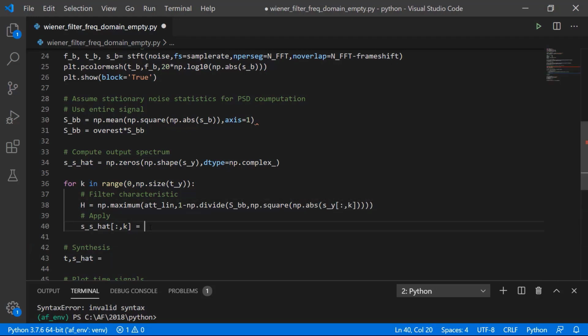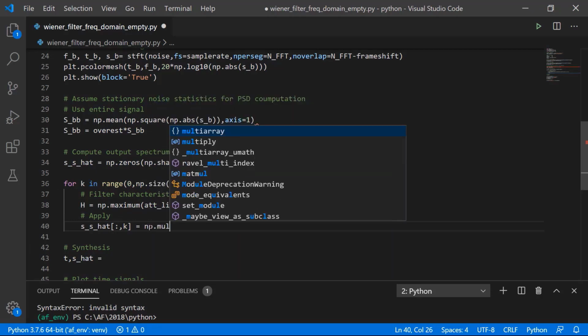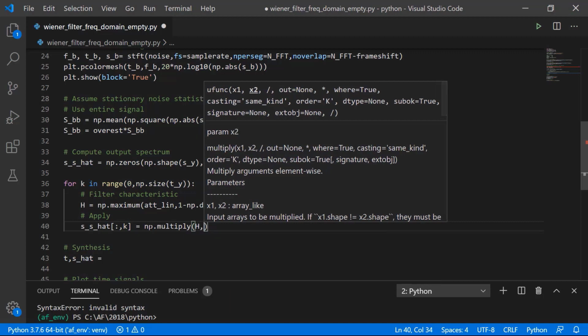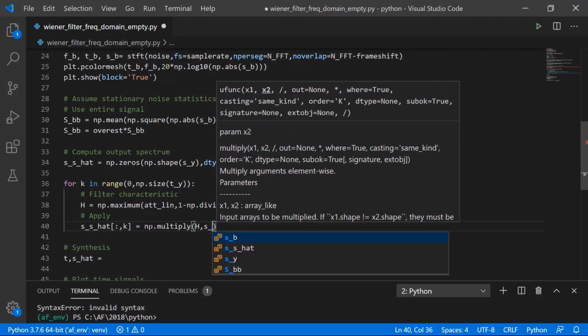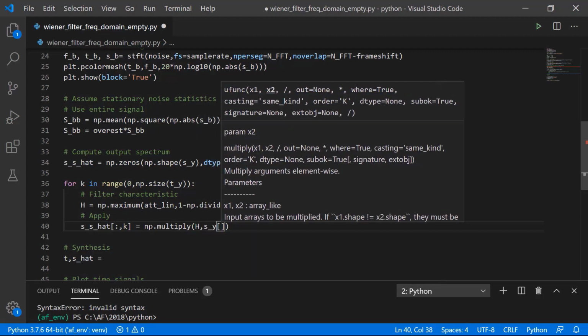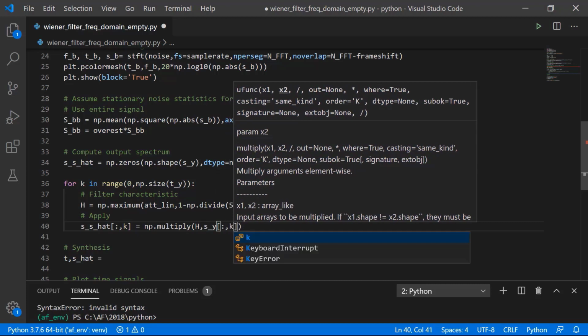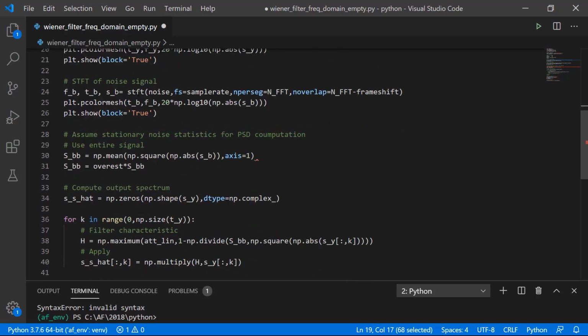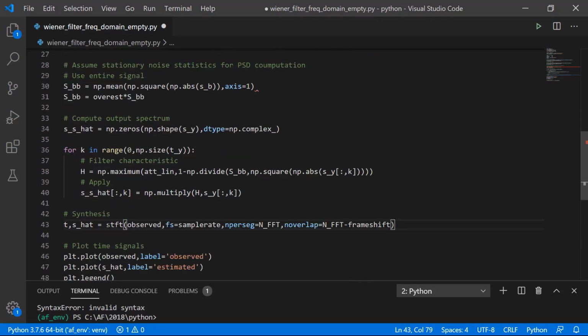Consequently, we need to apply these weights to each frame as well. This is done by an element-wise multiplication of the weight factor with the short-time spectrum of the current frame. Now all frames have been modified and only the synthesis is left. We can simply copy the STFT command from above and add a leading I for the inverse, and we of course need to change the signal that we want to transform. And this completes then the script and we can run it.